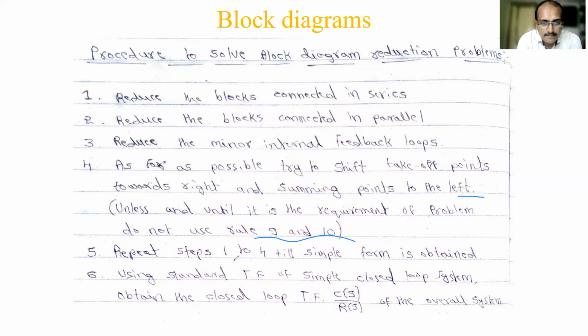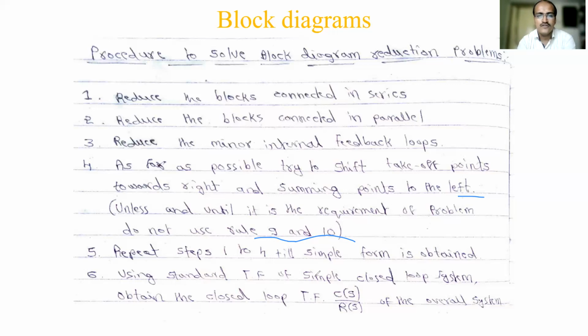The next step is to repeat steps 1 to 4 till the simple form is obtained. What is the simple form? The final form should have a minor feedback loop. This is the same thing as rule number 3 we told: you should have one block diagram, one feedback path, one summing point, one takeoff point, input and output. If you come to that level, you can stop the reduction.